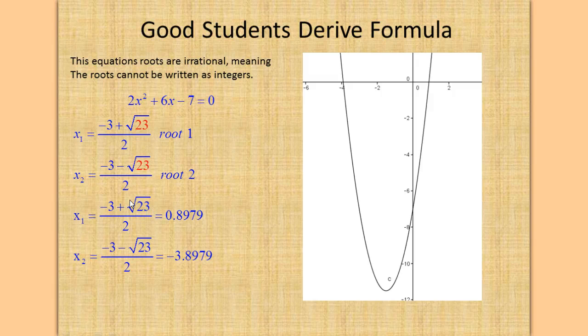So if we do the multiplication on root 1 and root 2, we'll see x1 is equal to 0.8979, and x2 is minus 3.8979. And if you look at the graph, you'll see that the graph crosses the x-axis at 0.8979, and it crosses at minus 3.8979, and it crosses the y-axis when x equals 0 at minus 7. Okay, so the graph shows everything about it that you need to see.